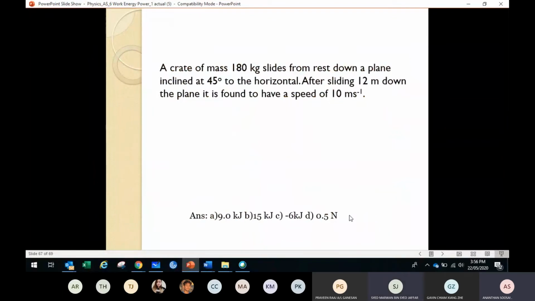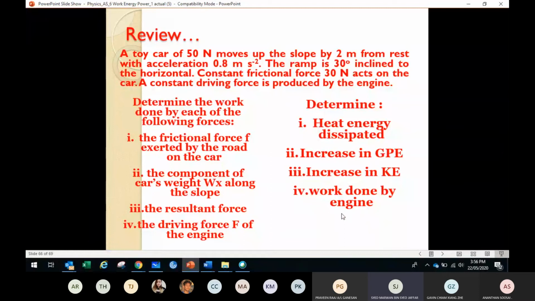So I have a question. Yeah, you have a question. The increase in gravitational energy, kinetic energy and heat dissipated are all in terms of work, right? In terms of work, yeah. Okay.